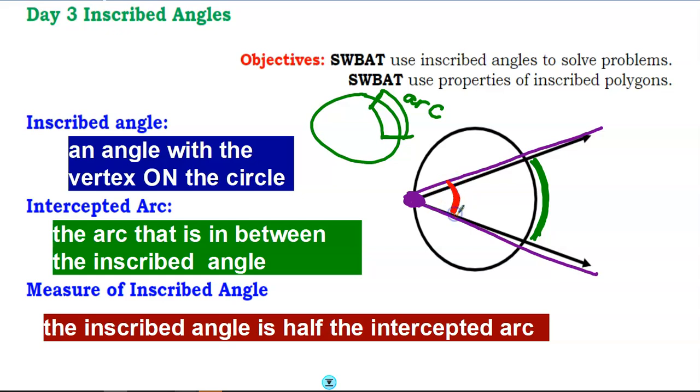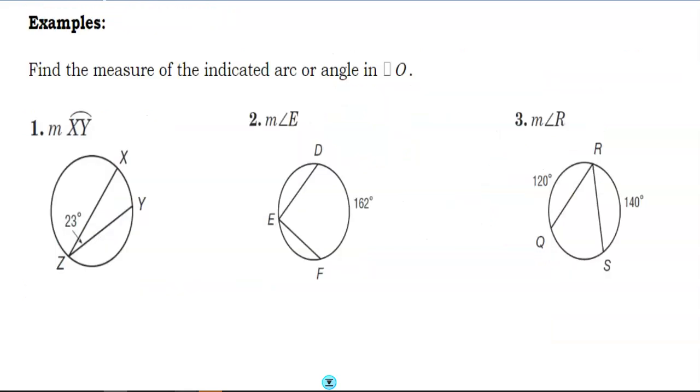It's half the intercepted arc. So if this is 2x, this will become x. Okay? So let's try those out. Find the measure of the indicated arc or angle in circle O. So if the angle here is 23, well, what is double that? You're going to do 23 times 2, and that's 46.